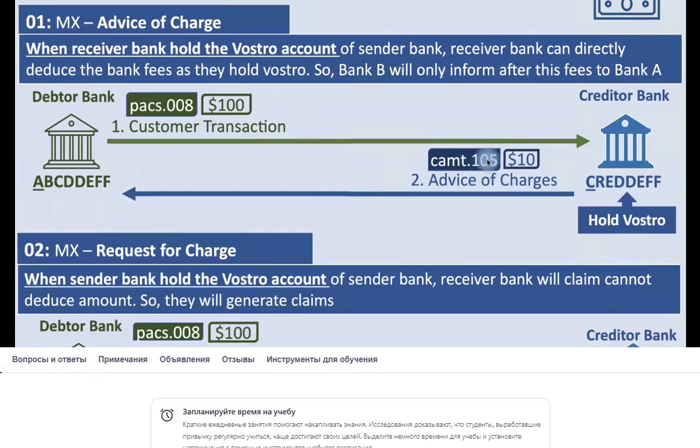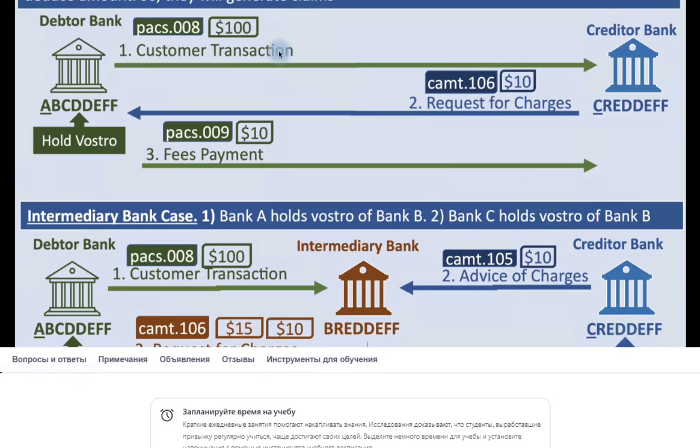Now let's go to the second case of request for the charge. In request for the charge, the scenario is the same. The only thing is that here the message used in place of 191 is CAMT 106, and it has to be paid by the pacs 9 message as $10. So exactly the same steps, the message changes and everything else remains the same.